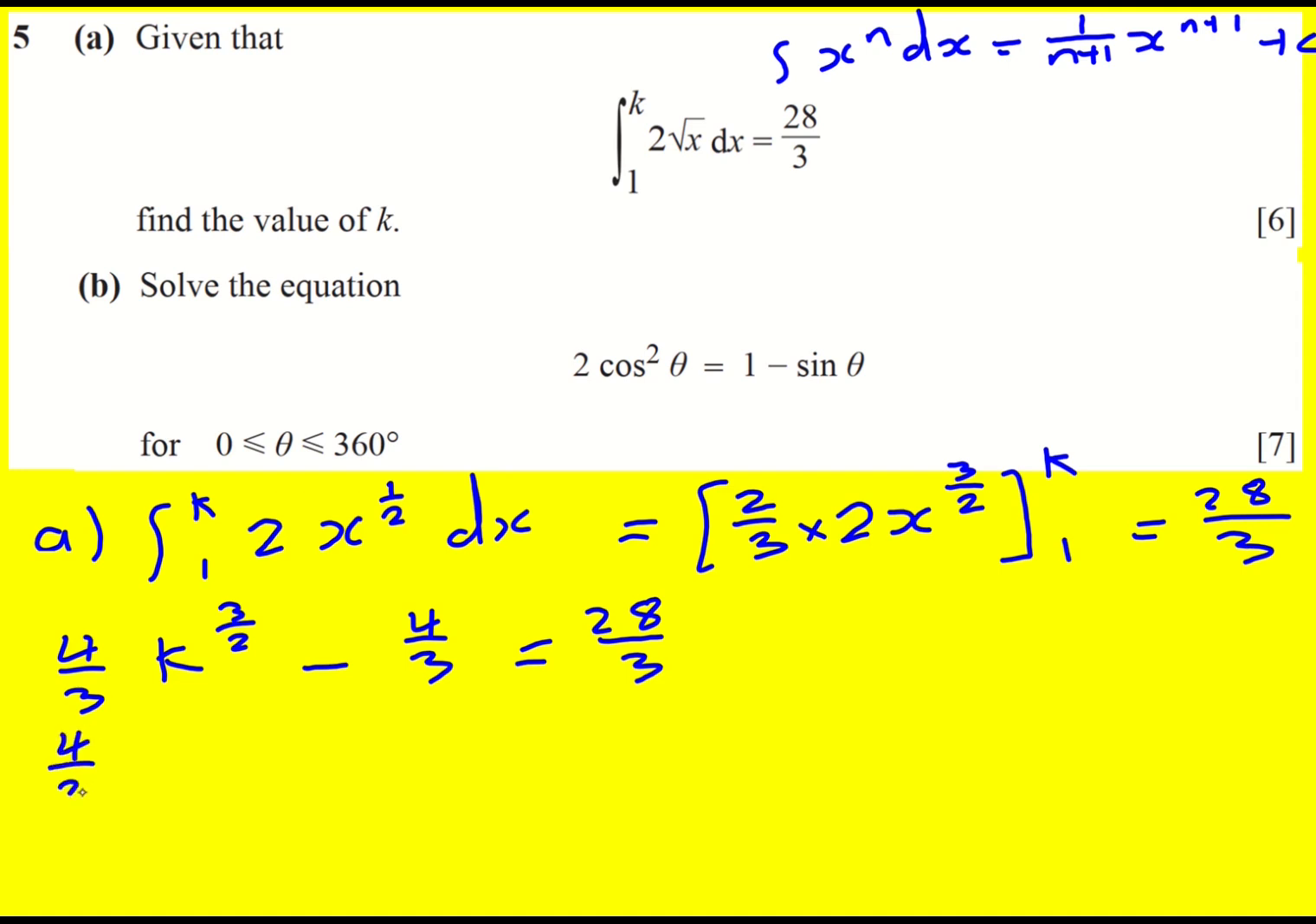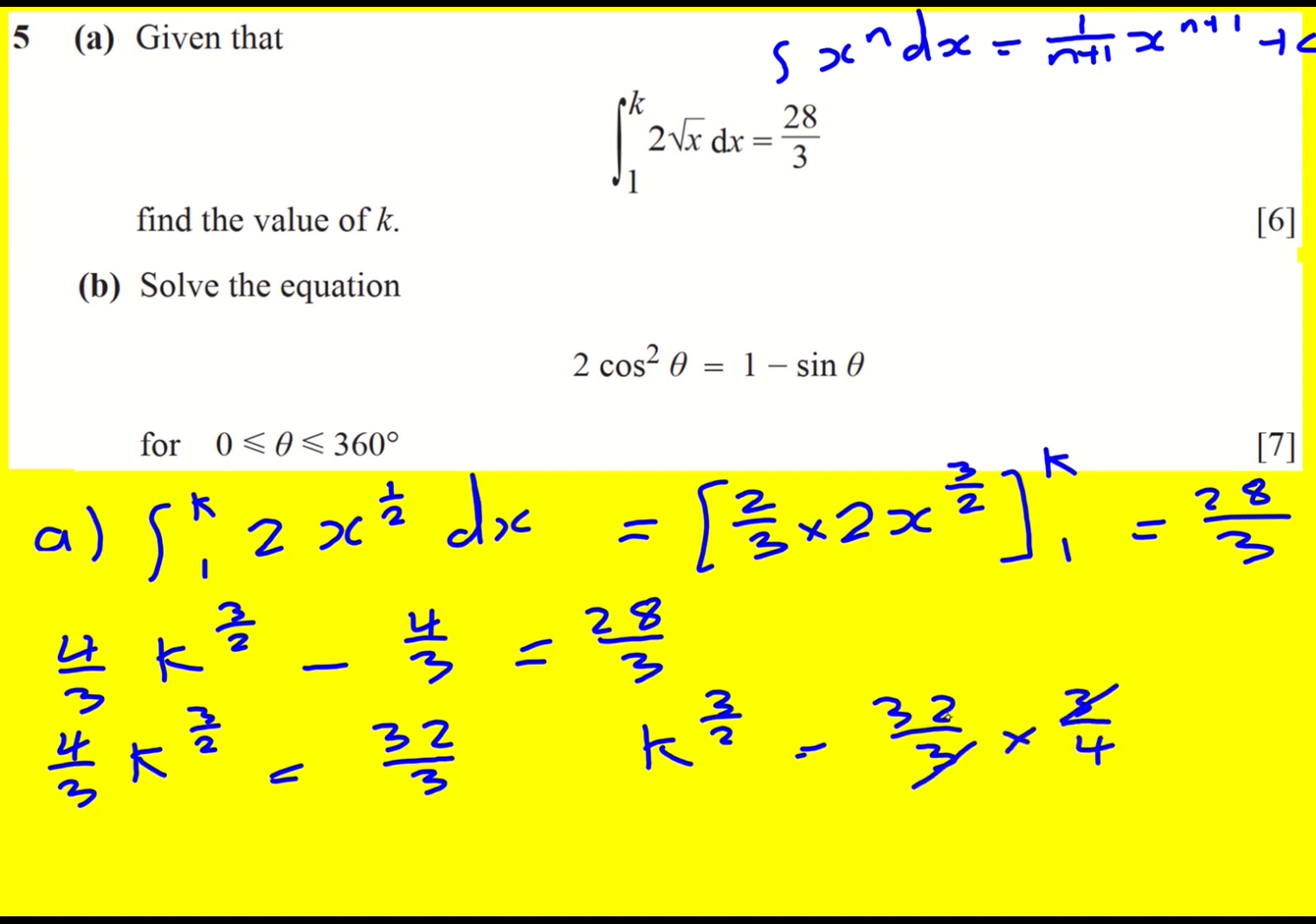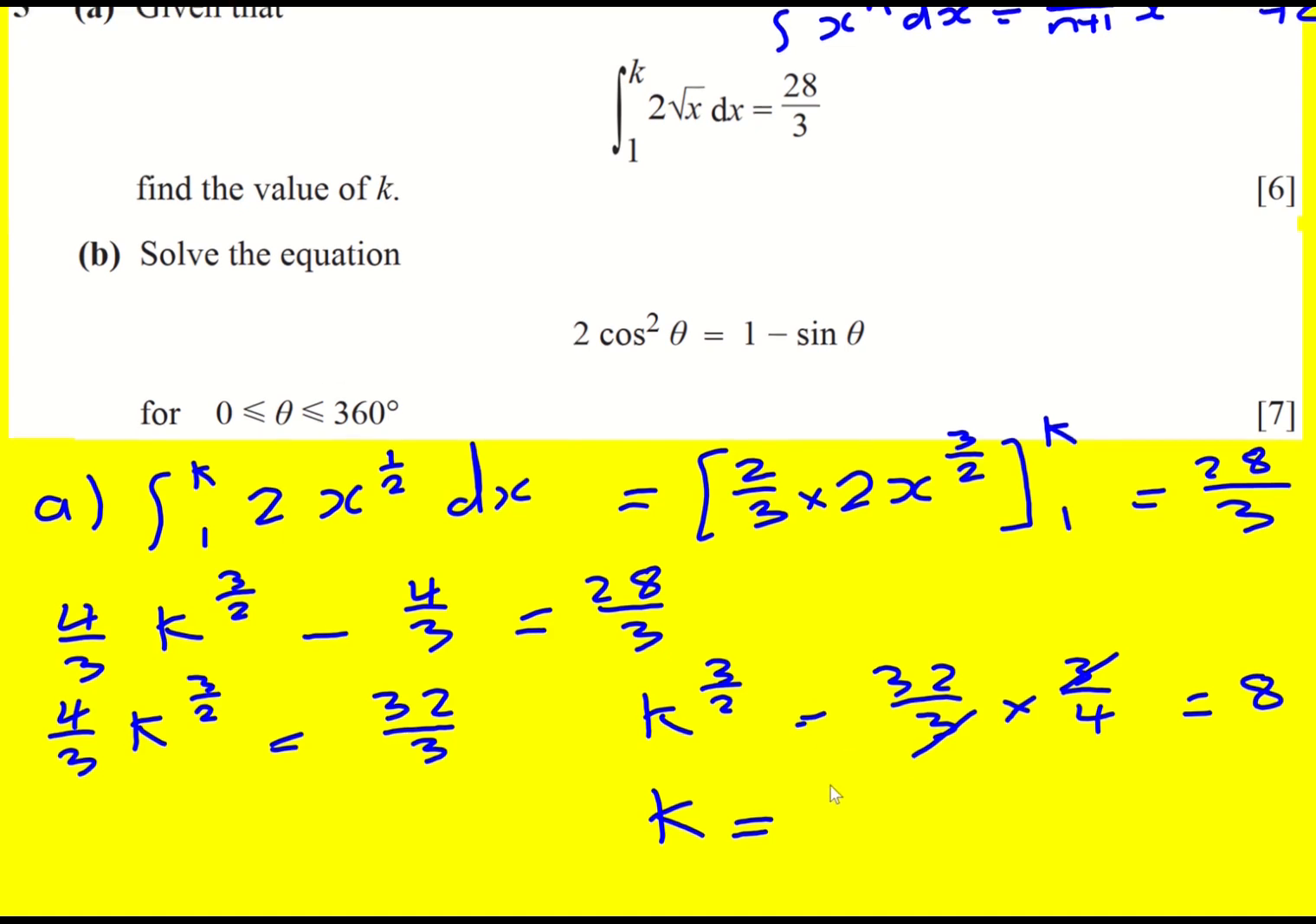So that means 4 over 3 k to the 3 over 2 is going to equal 32 over 3 k to the 3 over 2. I can then times by 3 and divide by 4. So 32 over 3 times 3 over 4. These cancel. 32 over 4 is 8. And then k is going to be, because k to the 3 over 2 is 8, actually k is going to be 8 to the 2/3.